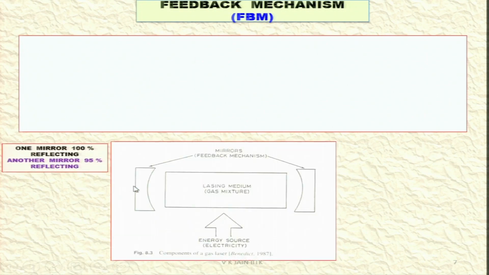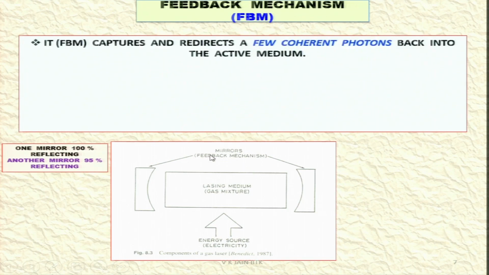Feedback mechanism. There are two mirrors, one here and another here. One of them is 100% reflecting, while the other mirror is 95% reflecting. This is the lasing medium, these are the two mirrors, and this is the energy source. It may be electricity, heat, light, etc. And this is known as the feedback mechanism.